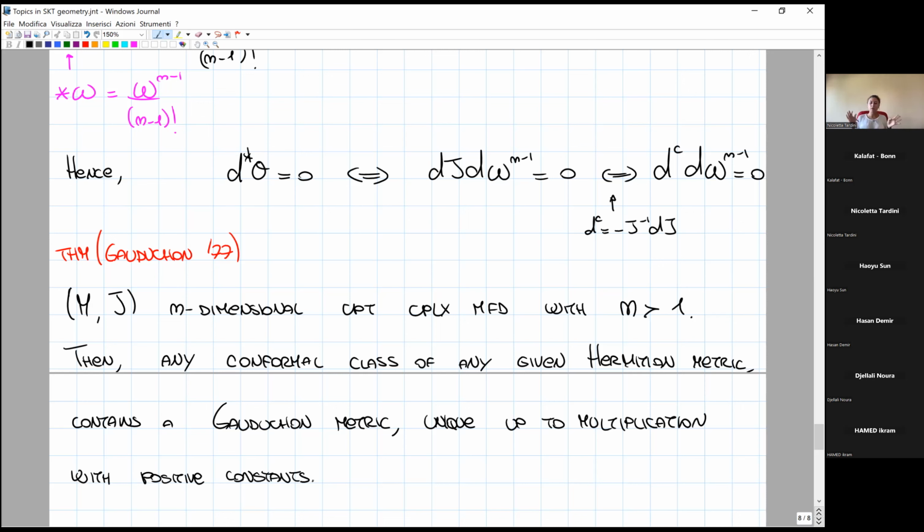Okay, so what this theorem is saying is that you pick an arbitrary Hermitian metric, whatever, and then in the conformal class of this metric, there exists a Gauduchon metric. And this Gauduchon metric is unique up to multiplication with a positive constant in the conformal class, okay?